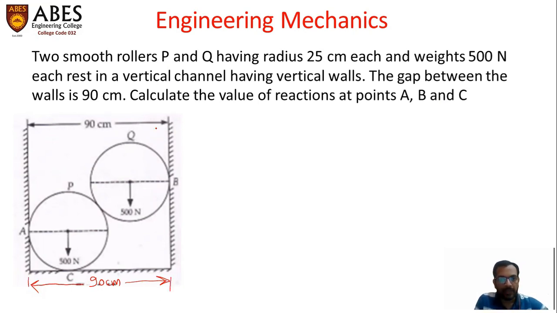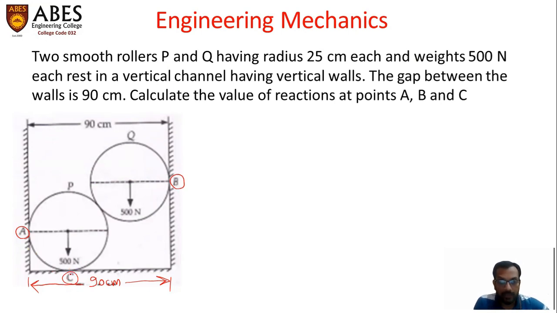Okay. We need to calculate the reactions at points A, B, and C. This is the point A. This is the point B. And this is the point C. We need to calculate the reactions at these 3 points.